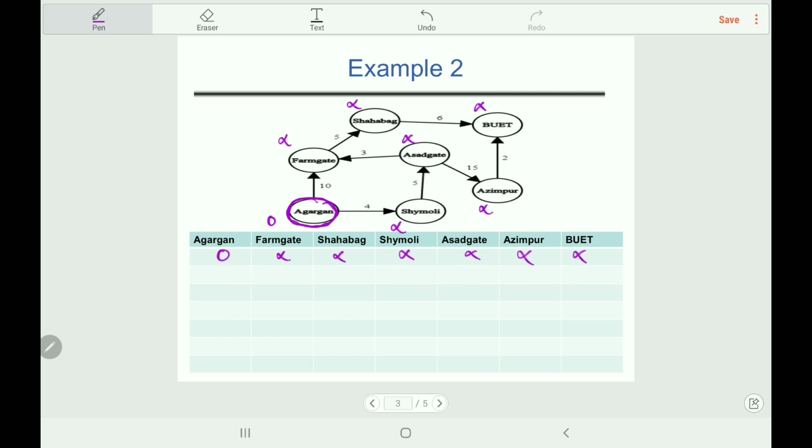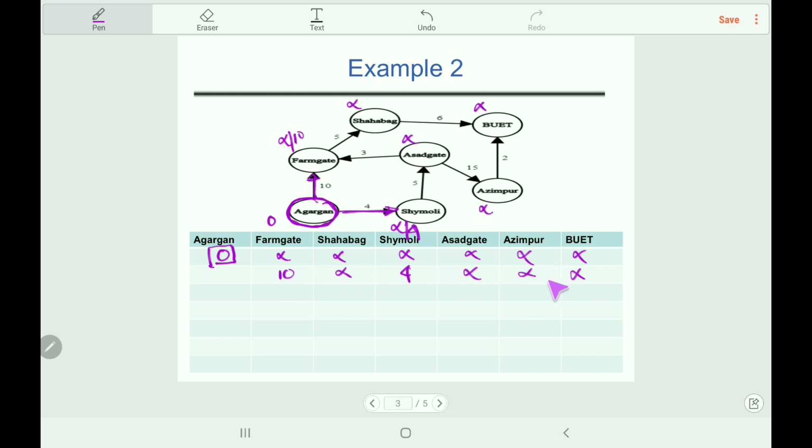Now among all possible values, the smallest is 0. That means we are here in Agarga. From Agarga we can directly move to Farmgate, which takes value 10, which is smaller than infinity. So we should update this value. And from Agarga we can move to Shamoli, which takes value 4, which is smaller than infinity. So here in Shamoli we should write 4. Now we should not update all other distances, because we cannot move directly from Agarga to all other places.